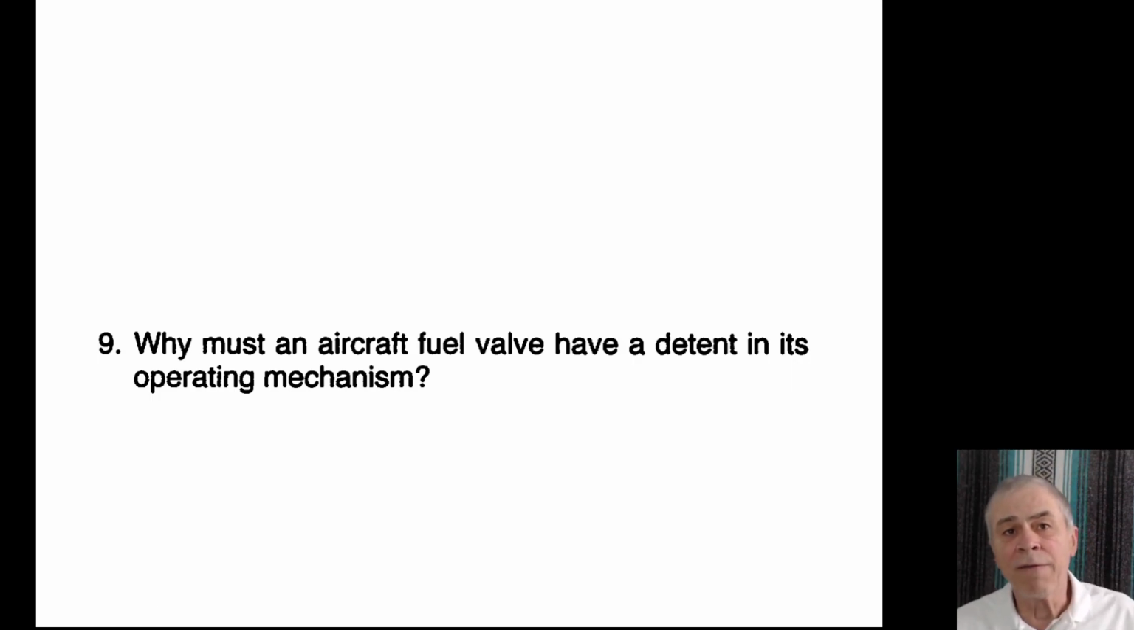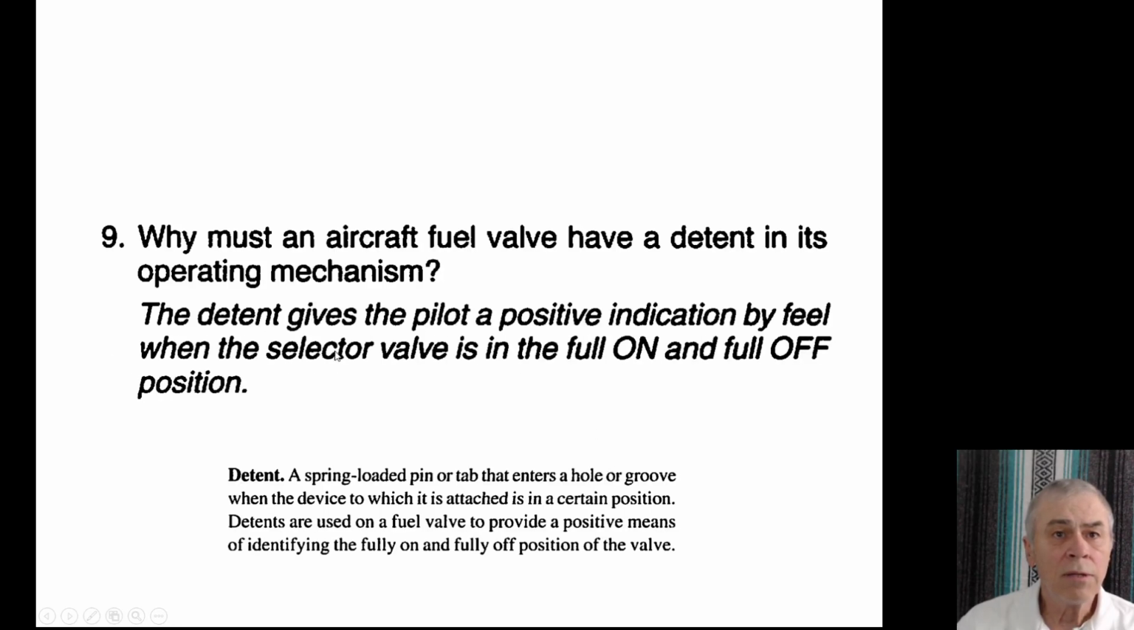Why must an aircraft fuel valve have a detent in its operating mechanism? To let the operator know that it has reached its maximum position in its operation. The detent gives the pilot a positive indication by feel when the selector valve is in the full on or full off position.